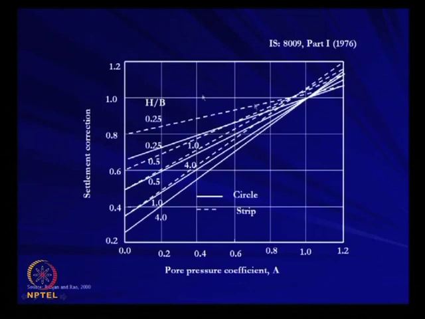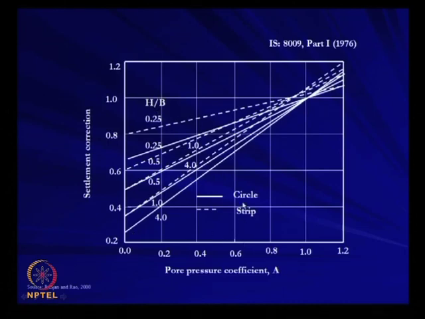This is the chart for different H by B values, where H is the total thickness of the soil layer and B is the width of the foundation. The dotted lines represent the strip footing and the firm lines represent the circular footing, and the x axis is the pore water coefficient, A. Then we calculate H by B.